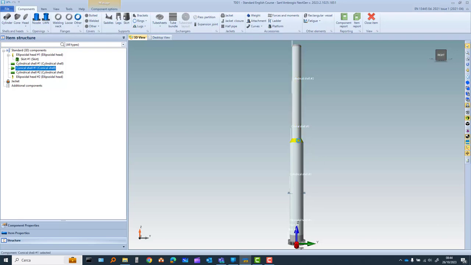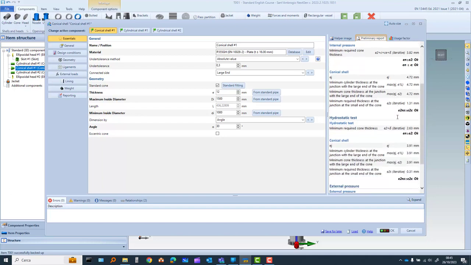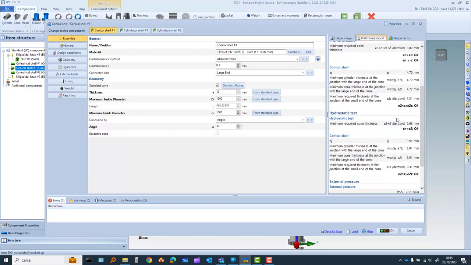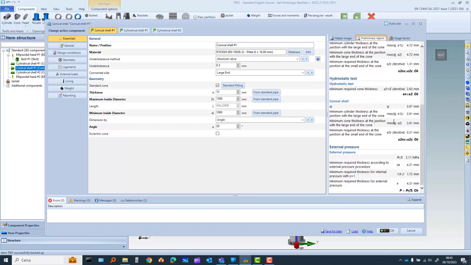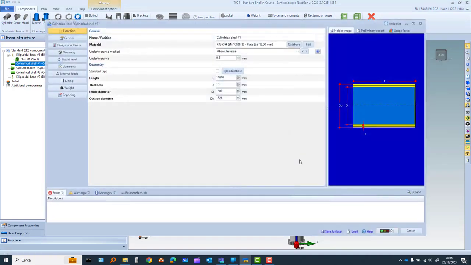Then we have a conical piece. This conical piece has a thickness of 12 millimeters, and the minimum inside diameter is 1 meter. The maximum outside diameter is 1.5 meters. The angle is 30 degrees. The preliminary report says that the required thickness at the junction is very small, but of course there is also the problem of the external pressure. For the external pressure, in any case, the minimum thickness is 4.31 millimeters. No particular warning. We close it and we open the lower cylindrical part.